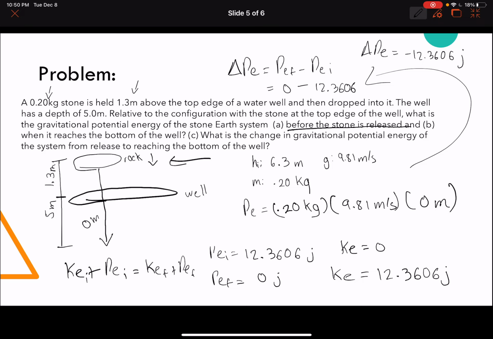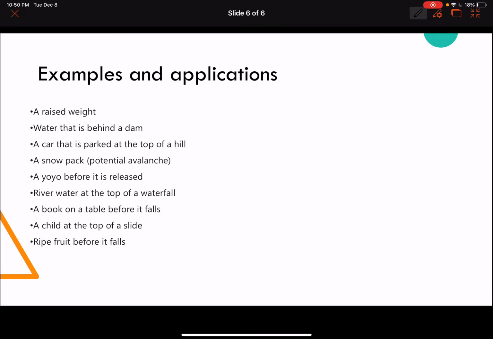So as the rock started going down, we just lost potential energy, and all the energy was transferred to kinetic energy, which is the energy that we have when there is some type of movement. So now we know how to calculate the potential energy. So why don't we discuss some examples and applications. Anything that is raised is going to have some type of potential energy. Anything that has some height, some mass, and is in a system that has some gravity is going to have potential energy. And one use of this is water that is behind a dam.